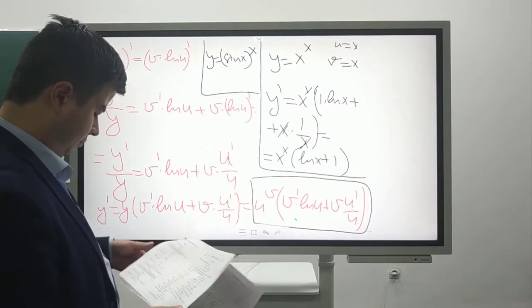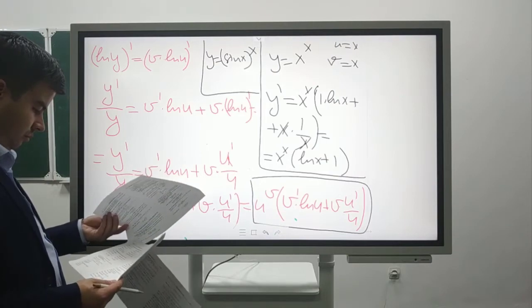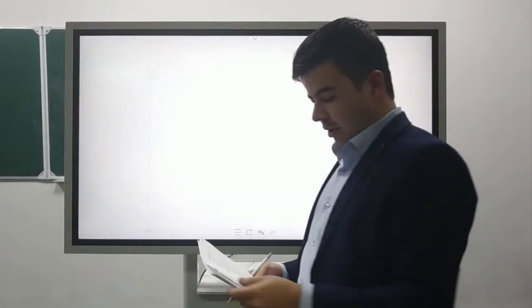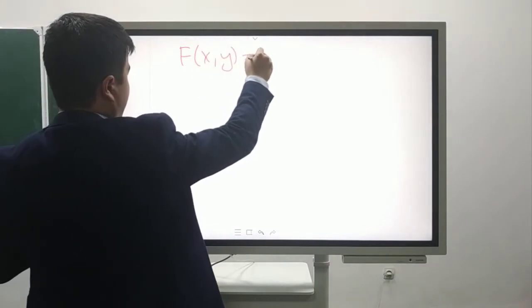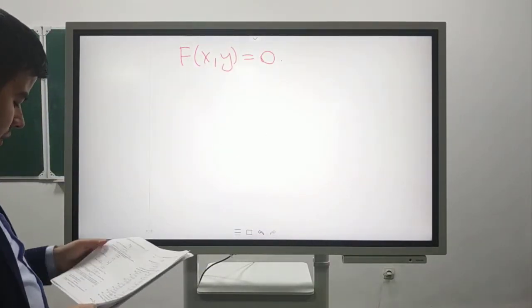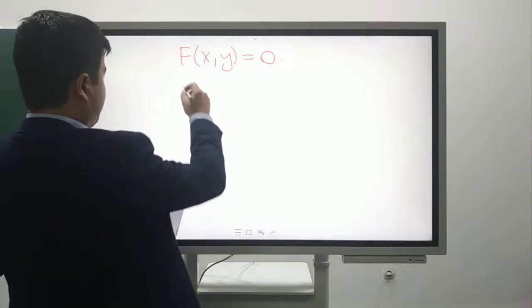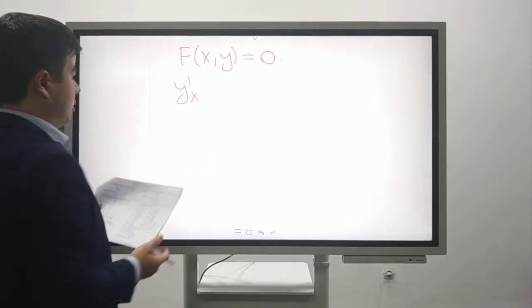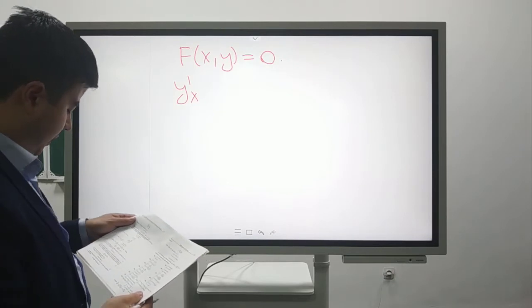Okay, now let's consider the following type of function. So the derivative of implicit functions. So an implicit function is a function in the form f(x, y) equals 0. And here is how to find the derivative of this function, y prime depending on x.